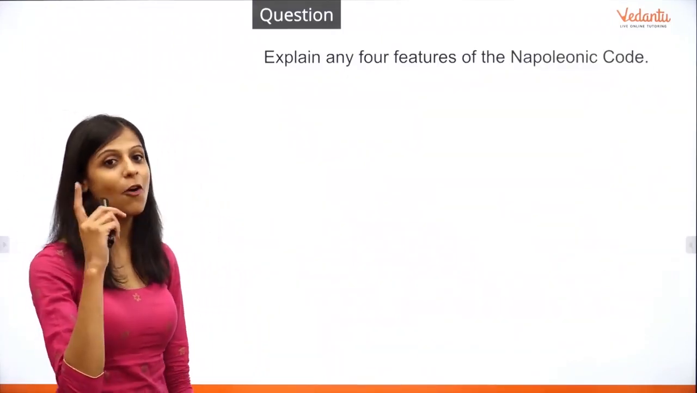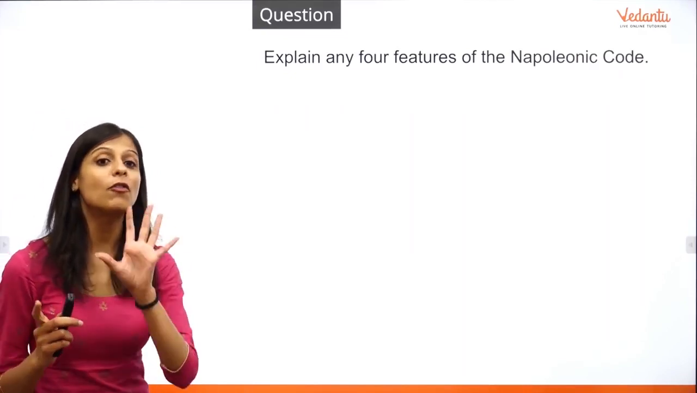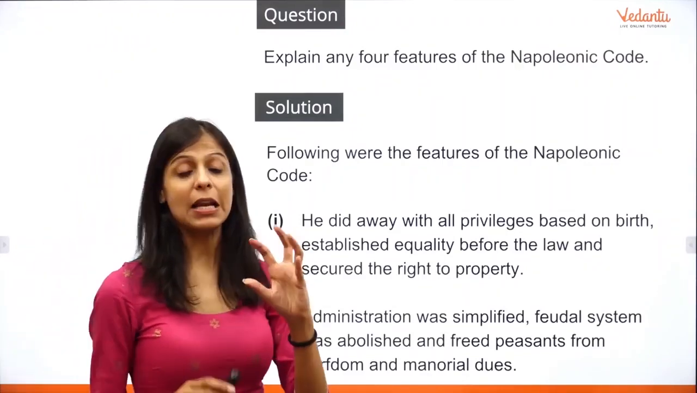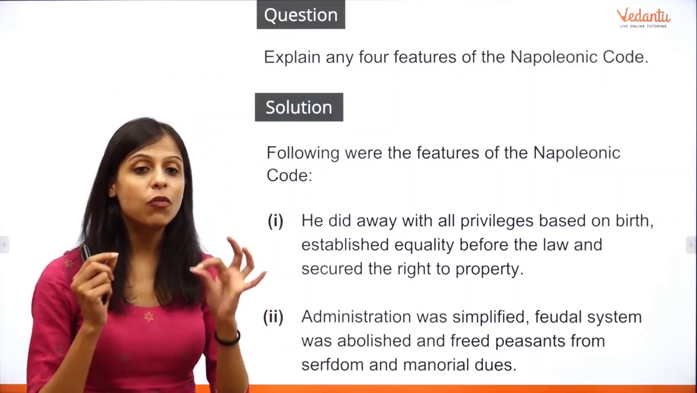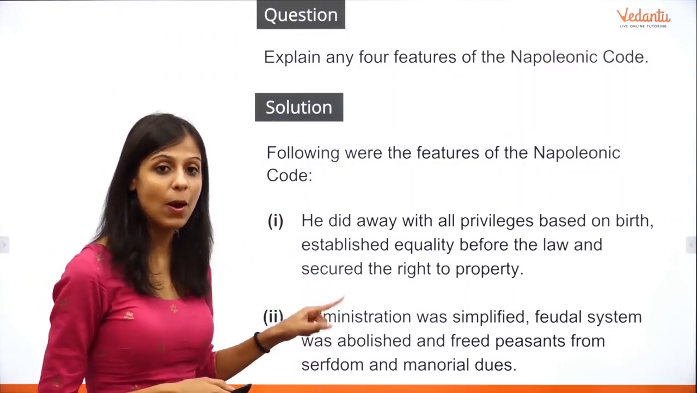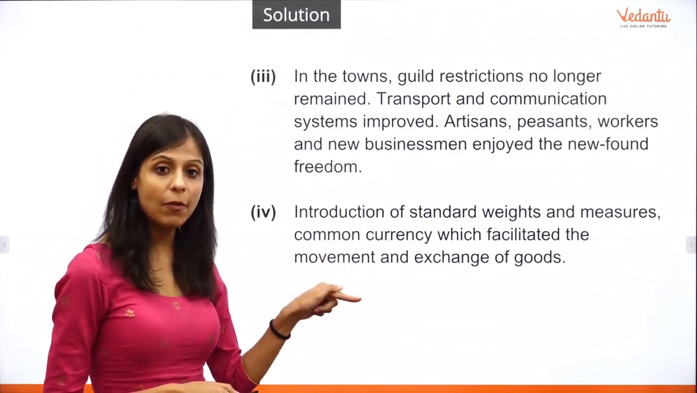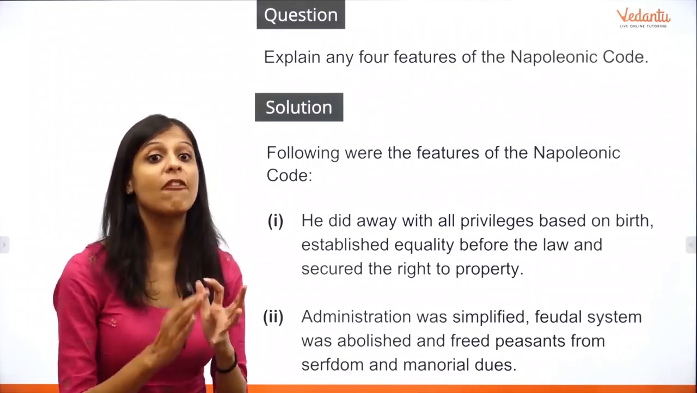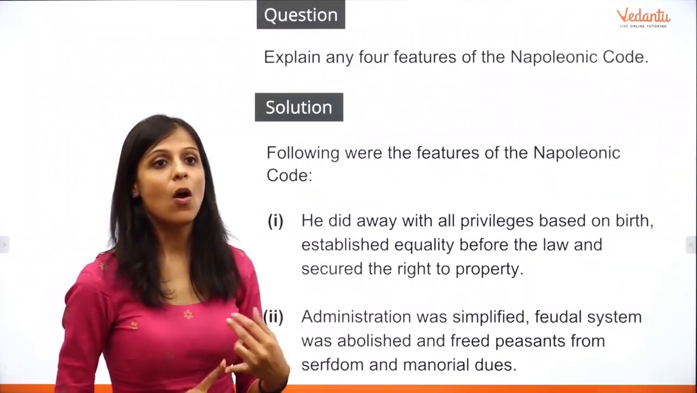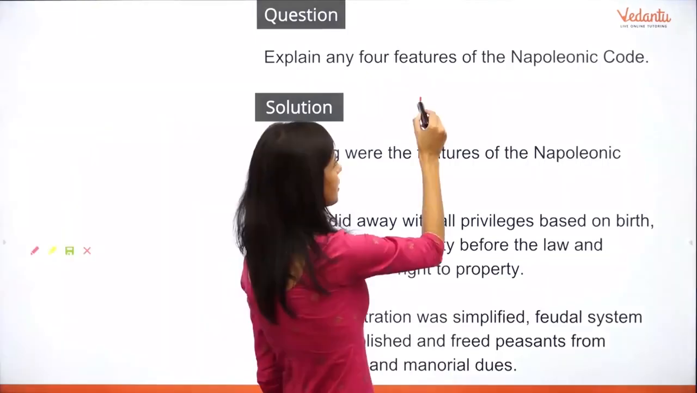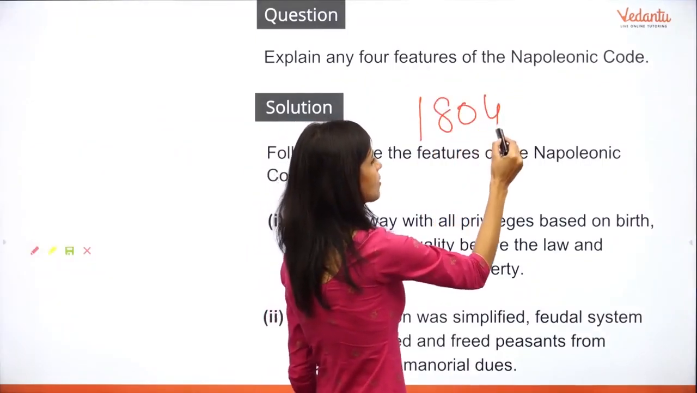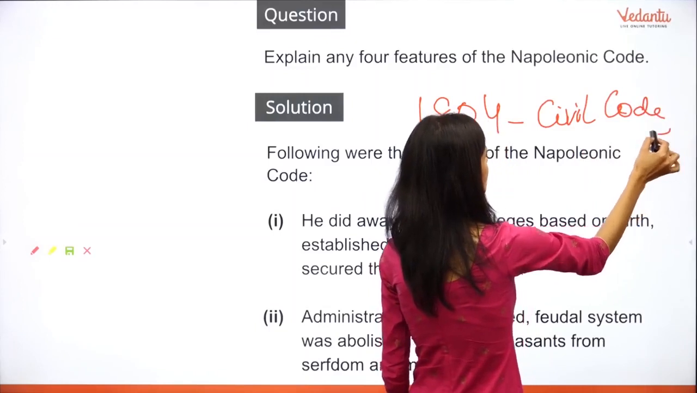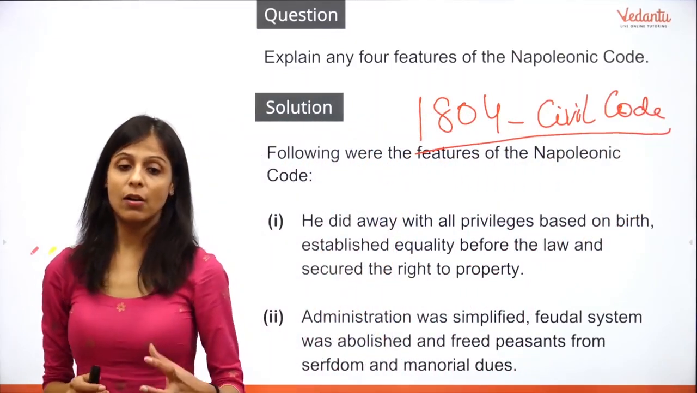Explain any 4 features of Napoleonic Code. Now they've asked about 4 features of Napoleonic Code. So first, the introductory statement, because the teacher is not aware of what 4 points you're going to write here, point number 1, 2, 3, 4, what points you're going to talk about. She's not aware. But what you can do is give her a good introduction that Napoleonic Code was introduced by Napoleon in the year 1804, and this is also known as Civil Code. So these are some of the basic features that brought changes.